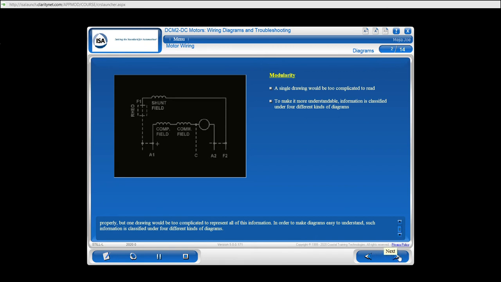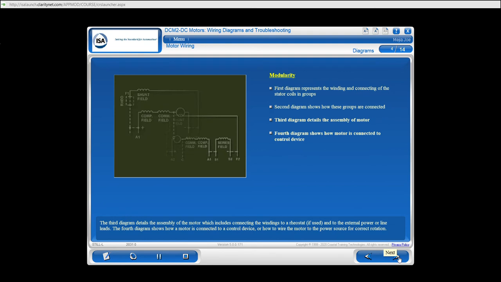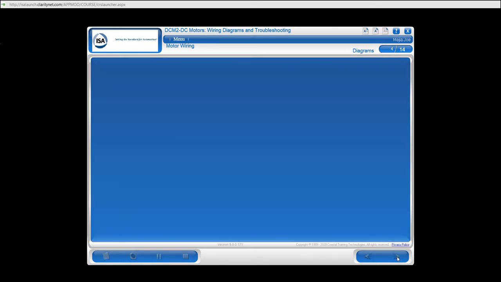In order to make this clear, there is the first diagram that represents the winding and connecting of the stator coils in groups. A second diagram shows how these groups are connected. The third diagram details the assembly of the motor, which includes connecting the windings to a rheostat, if used, and to the external power or line leads.